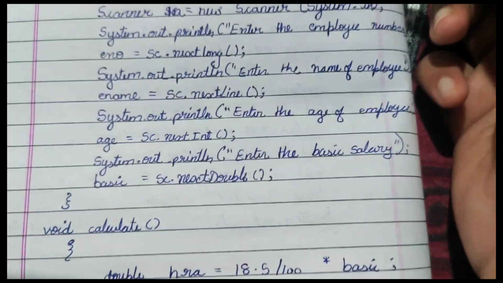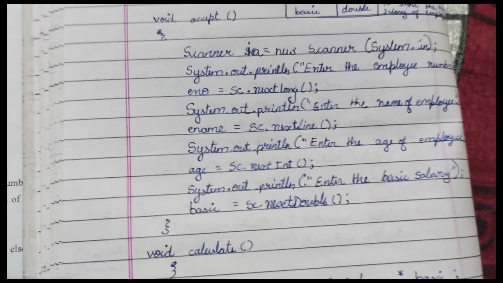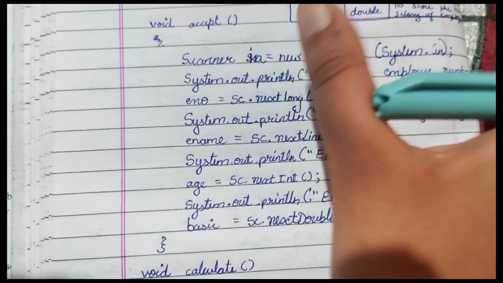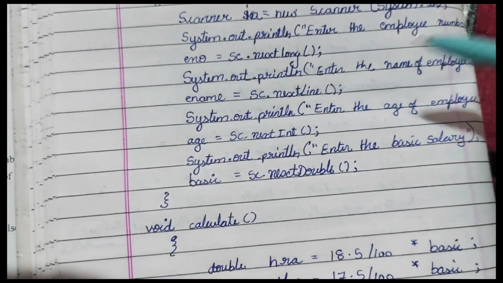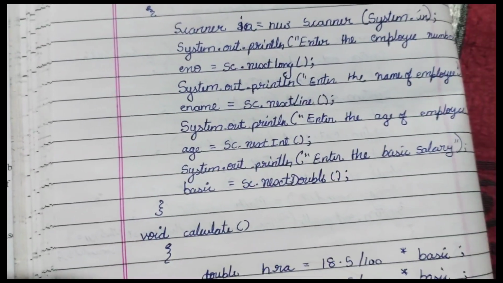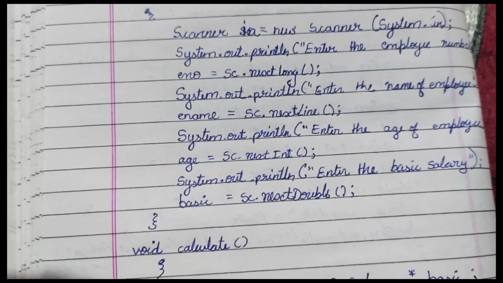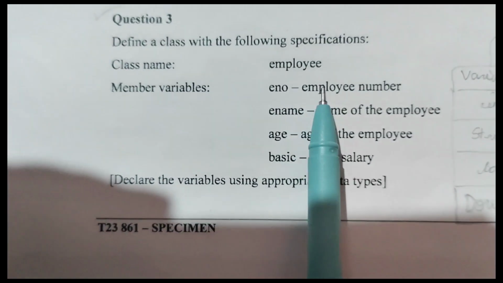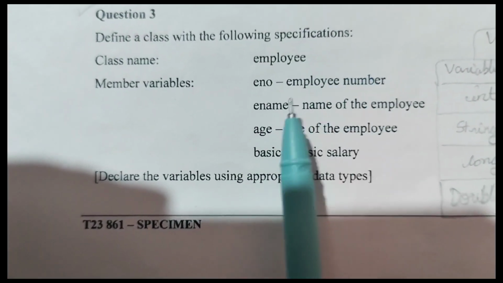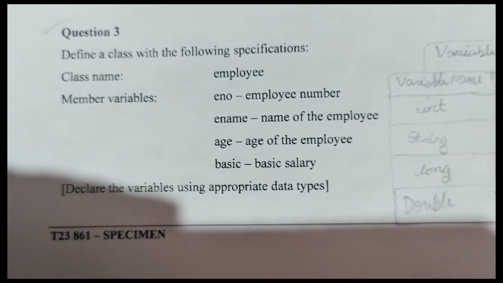So the next, System.out.println, write the employee number. How will we know that we should write the employee number? Why could we not write the name of the employee first? Is it alphabetical order? Absolutely not. Let's get into this. As in the question, they have asked the member methods: employee number, name of the employee, age of the employee, basic salary.